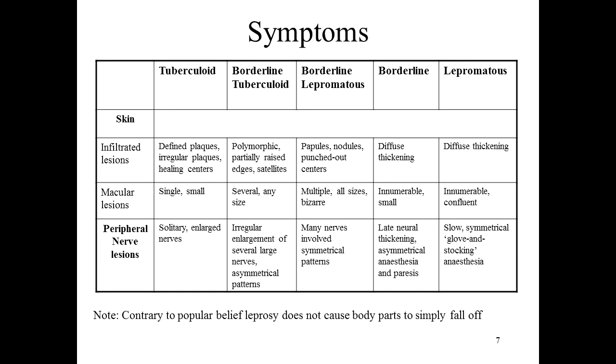For the lepromatous, we have diffused thickening, the same as the borderline. However, the macular lesions are innumerable and also confluent. Compared to the borderline, which is small, the lepromatous lesions are confluent. Next, the peripheral nerve lesions are slow, symmetrical glove and stocking anesthesia.